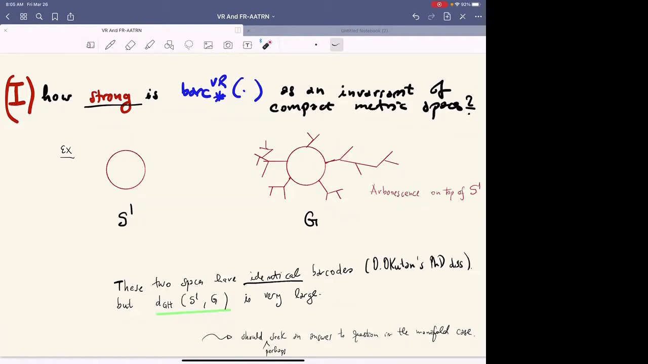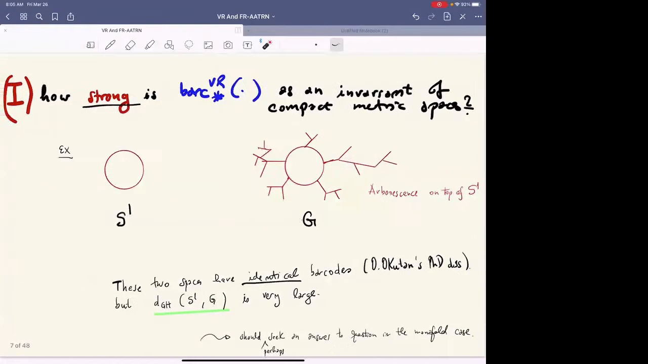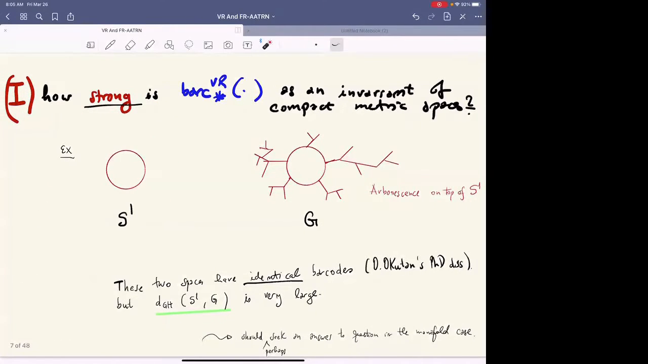So one thing that is suggested by this example is that we should maybe contemplate asking this question in the manifold case first, so that we don't have these strange junction points. I should mention that the verification that these two barcodes agree was done by Osman Okutan in his dissertation.